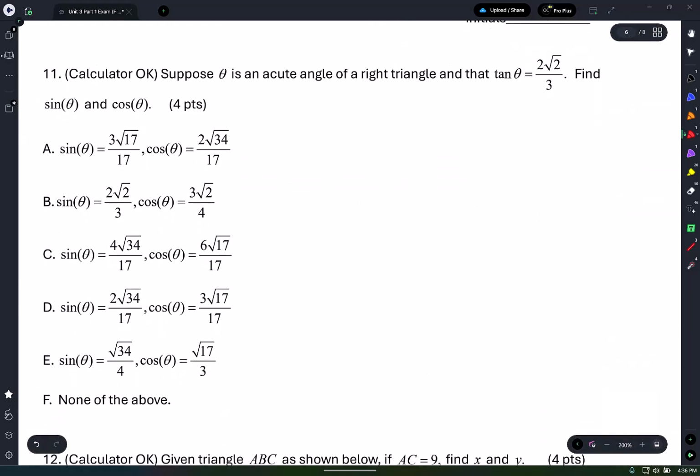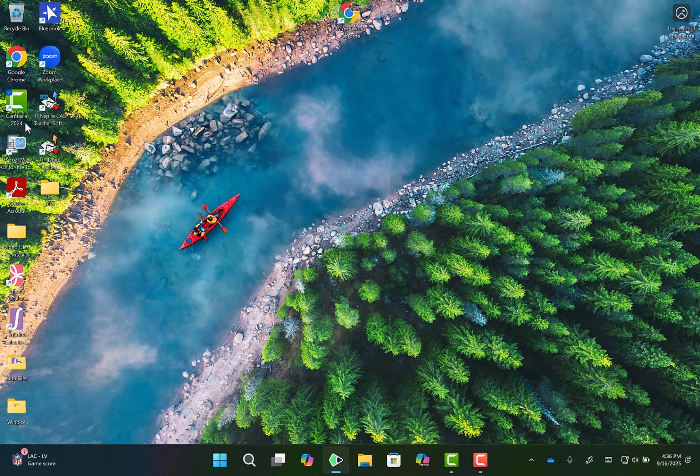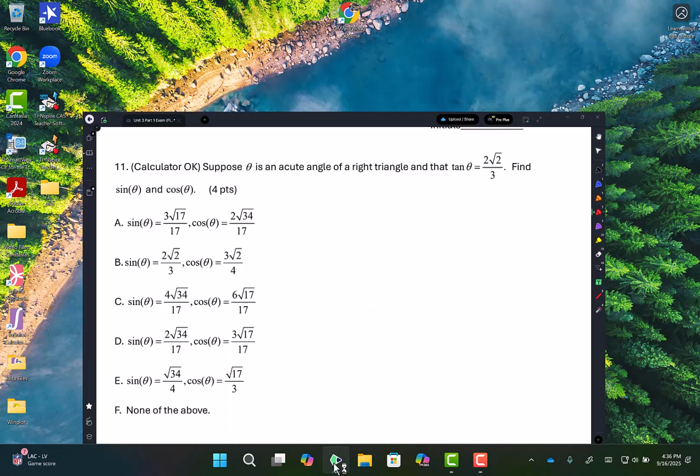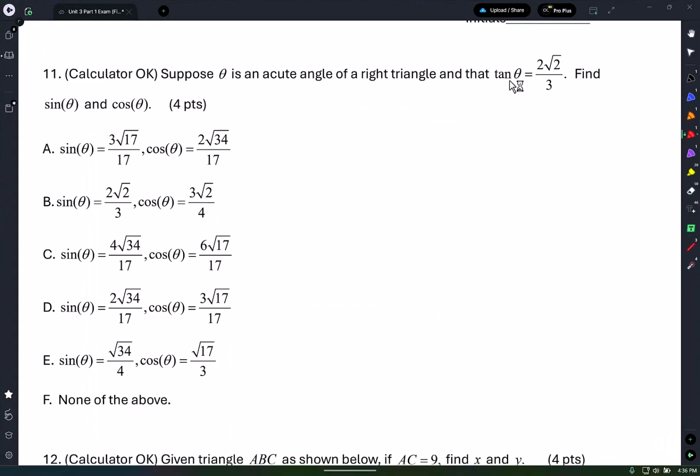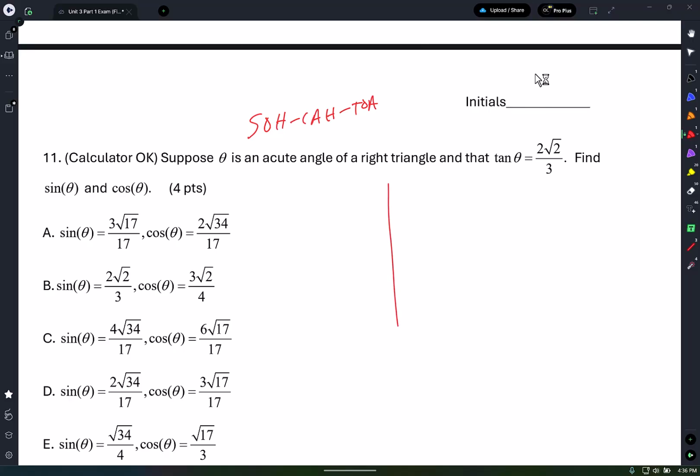All right, here we go. Now we're going into interesting questions here. I might need a calculator, so let me get my calculator out just in case. All right, so this is tangent. Remember, write down SOHCAHTOA first. So it says, suppose an acute angle of a right triangle and that tan theta is 2 square root of 2 over 3. So you don't have to do a grid, not to scale.